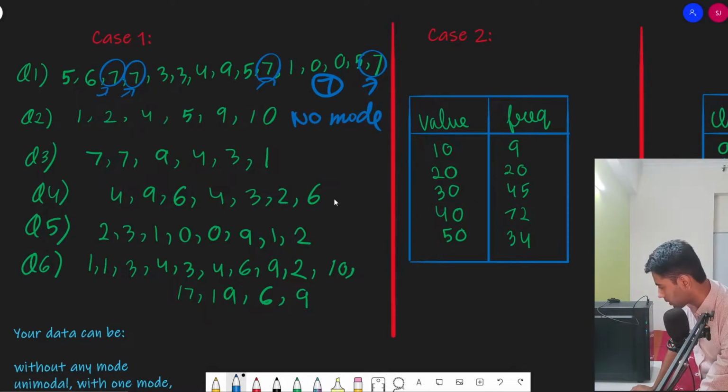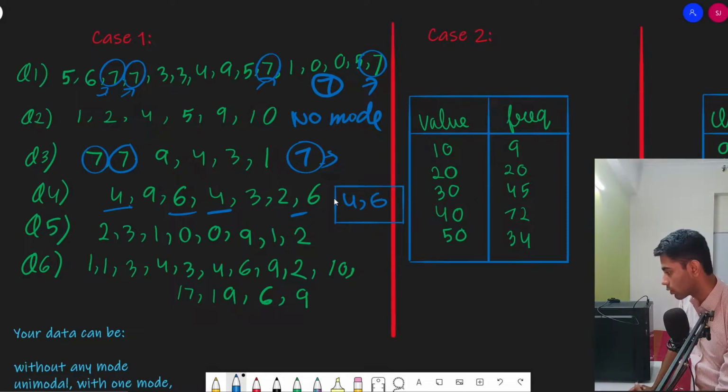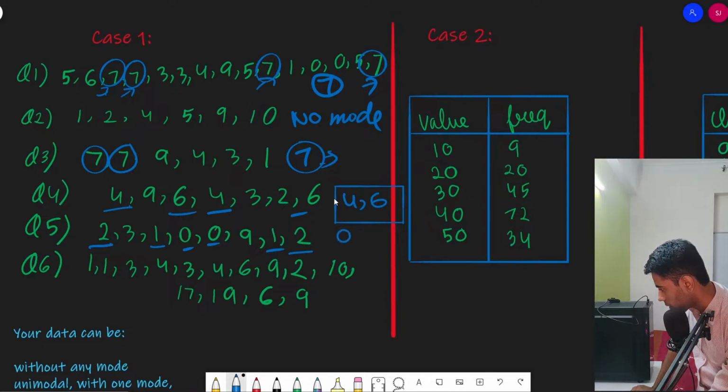Now let us see our question number 3. Here we have 7 7 9 4 3 1. Here 7 is occurring 2 times, so 7 is our mode in this case. And then we have 4 9 6 4 3 2 6. Here you can see that 4 and 6 are occurring 2 times. So in this data set, 4 and 6 are going to be our modes. Here you can see 2 3 1 0 0 9 1 2. Here 2 is occurring 2 times, 1 is occurring 2 times, and 0 is occurring 2 times. So in this data set, 0, 1 and 2 are going to be our modes.